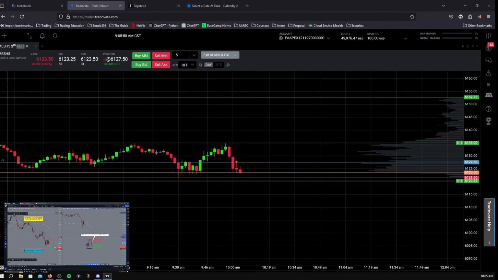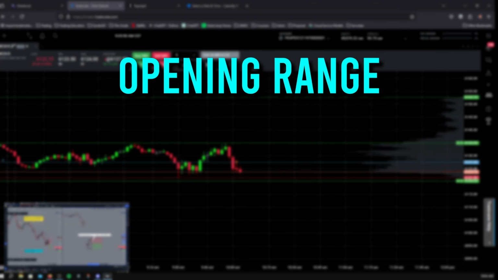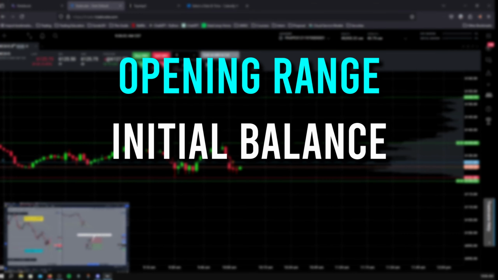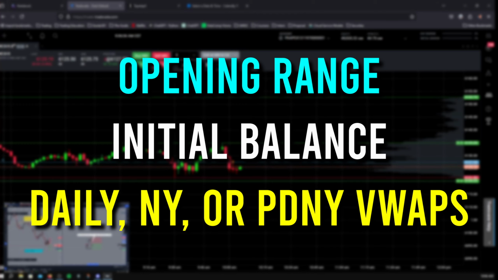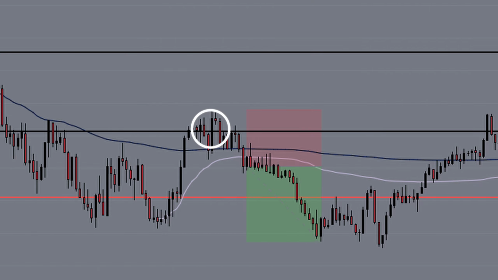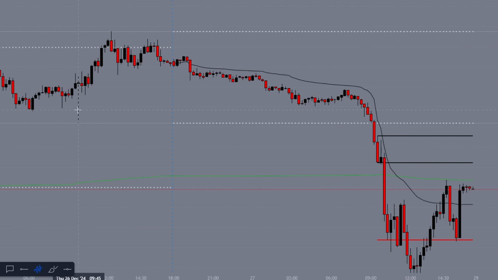I wait for price to interact with one of our key levels first: the opening range, initial balance, daily VWAP, New York VWAP, or the previous day's New York VWAP. Once I see a clear rejection or bounce from any of these levels, then I look for my breakout entry through the anchored VWAP. Let me show you exactly how this works and why these 3 elements are crucial for your success.